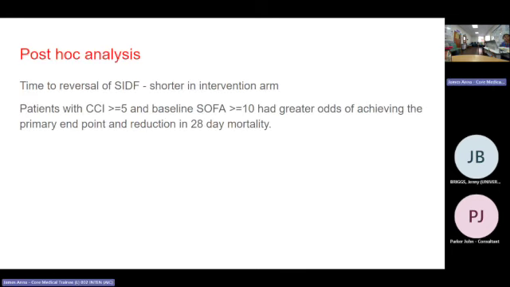They did some post-hoc analysis with the data that they collected. One of them was the time taken for the reversal of the sepsis-induced immune dysfunction. This was shorter in the intervention arm.